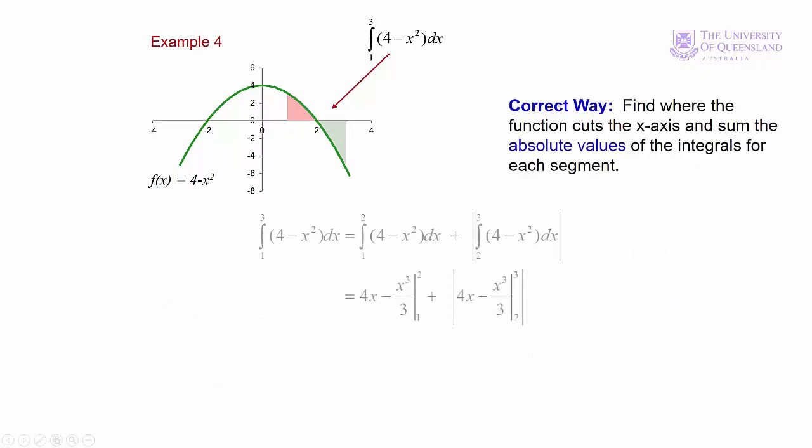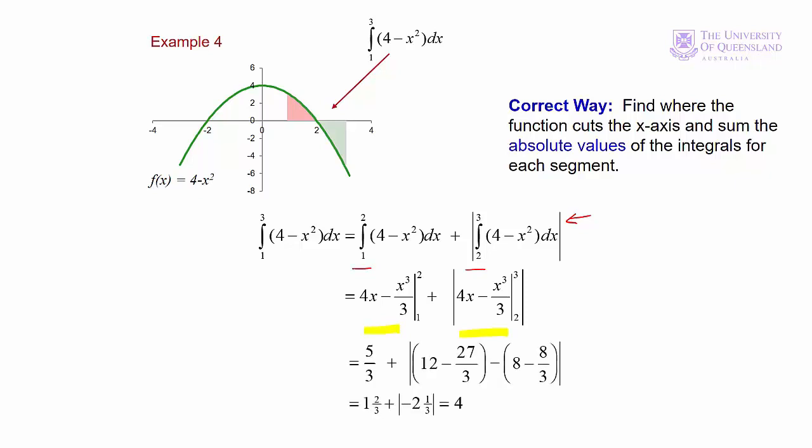So here's the correct way. We find that the function cuts the x-axis at 2. We saw we did that before. We solve for f of x equals 0. And then we split our integral up into two parts, first with limits from 1 to 2, and then from 2 to 3. We take the absolute value of the area below the x-axis. So this is the absolute value symbol. And then we proceed as before. The integral evaluated between 1 and 2, and the absolute value of the integral evaluated between 2 and 3. That gives us the correct answer, plus 4.